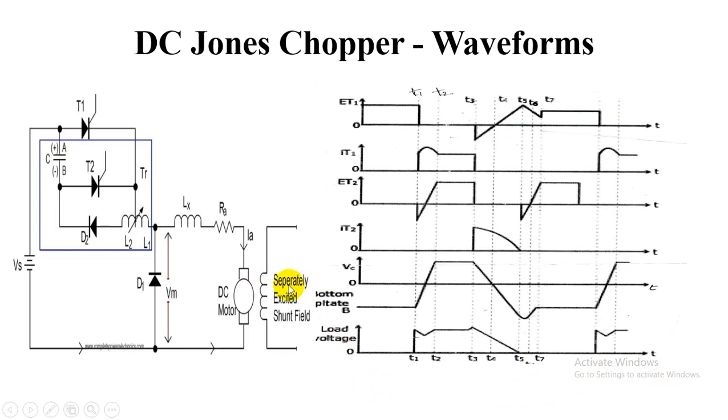This is all about the operation of the DC Jones chopper, and it is mainly used for the speed control of DC motors.